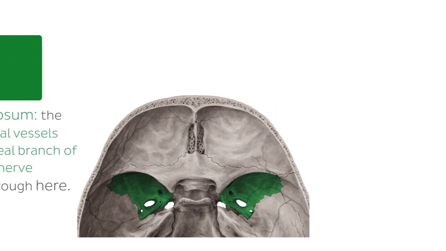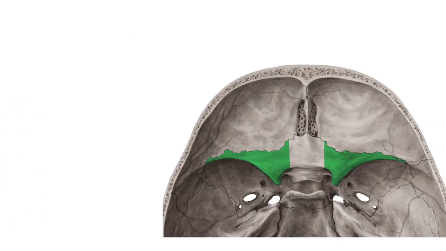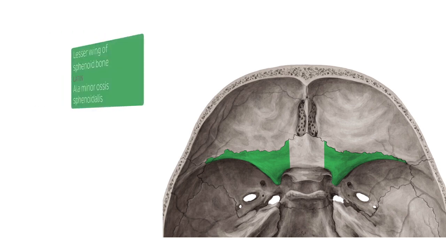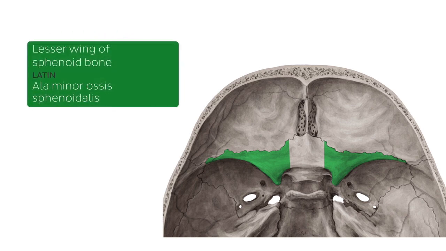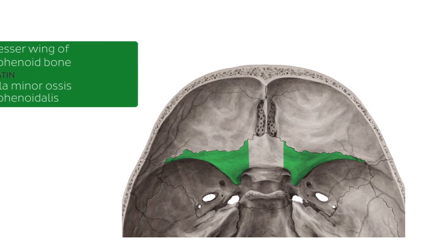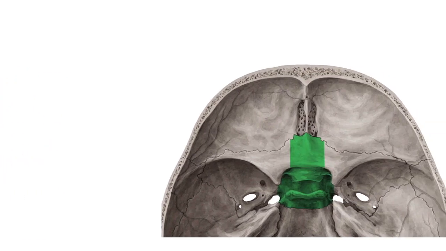Now, 2 other structures that we find on the sphenoid bone, now seen here highlighted in green, are the lesser wings of the sphenoid. The lesser wings of this bone form the optic canal through which the optic nerve and ophthalmic artery pass. The lesser wings contribute to the formation of the lateral margin of the orbit and part of the cranial cavity.